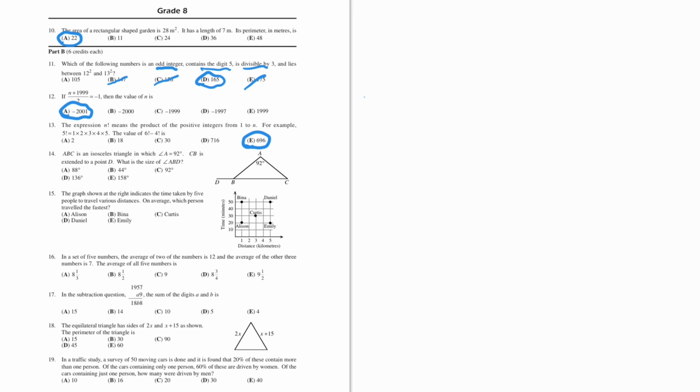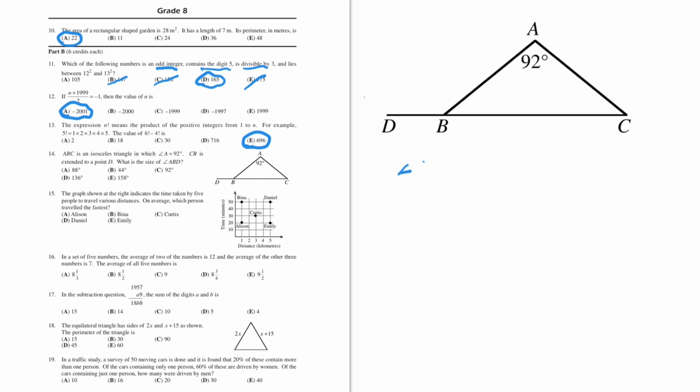Number 14. ABC is an isosceles triangle in which angle A equals 92 degrees. CB is extended to the point D. What is the size of the angle ABD? Angle ABD is the exterior angle of the triangle ABC. So the exterior angle equals the sum of the two opposite angles. That's 92 plus C.